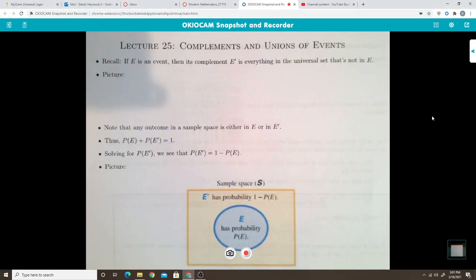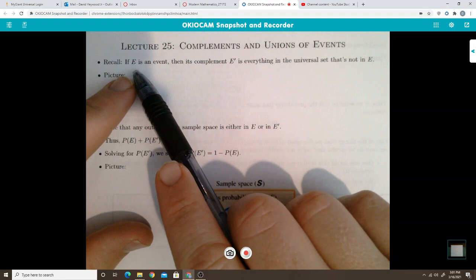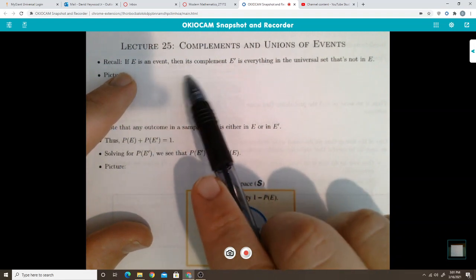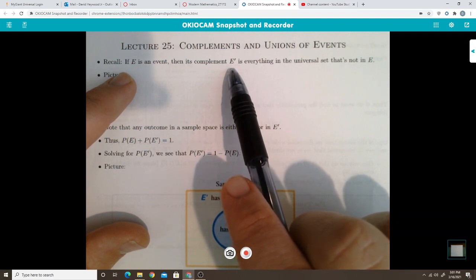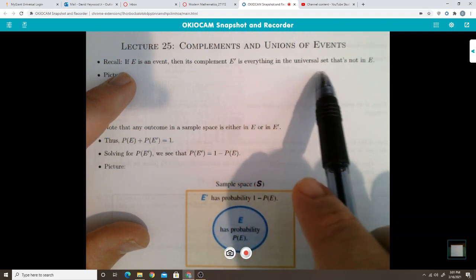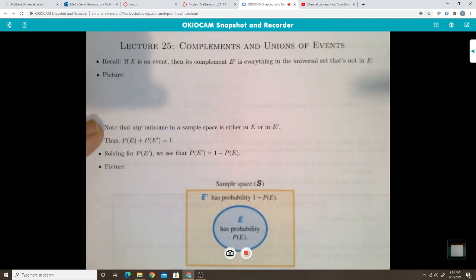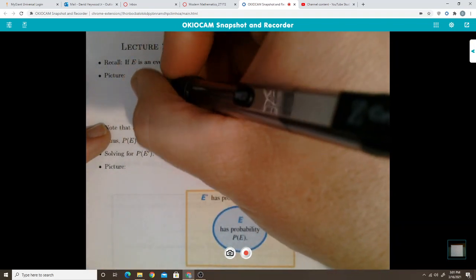All right. So the next thing I want to talk about with probability theory is complements and unions of events. So we'll start with complements first. And again, our knowledge of set theory is going to come in handy here, right? So you may recall that if E is an event, then its complement, which we denote with that little apostrophe, E complement, is everything in the universal set that's not in E. And so the picture that we had for that was this, right?